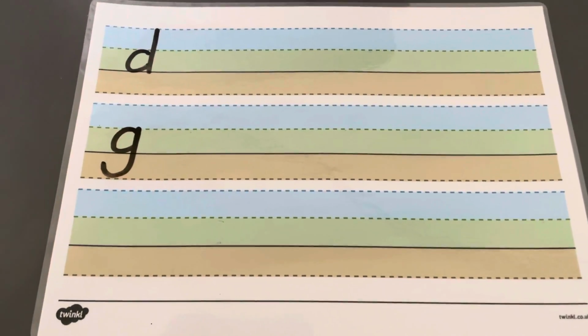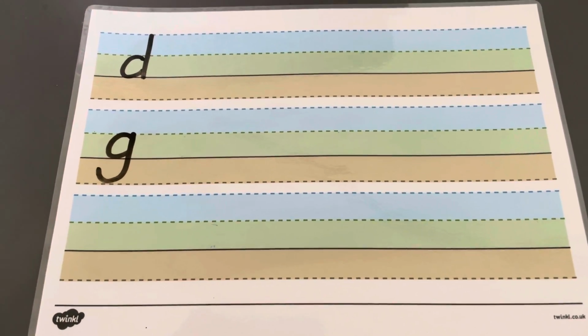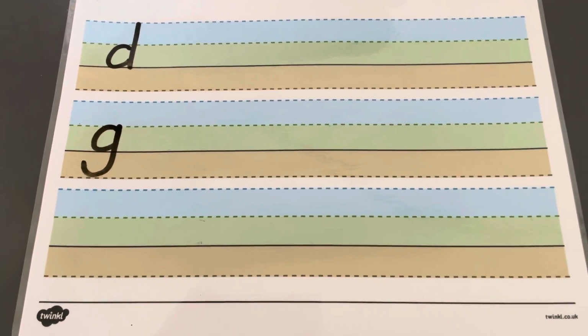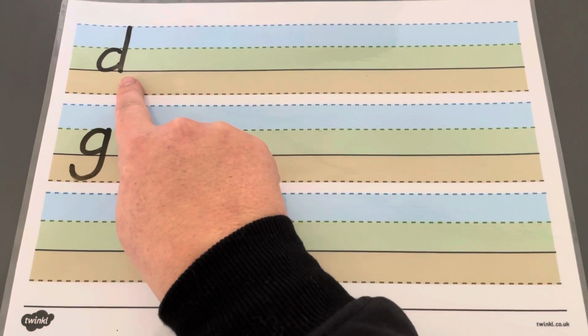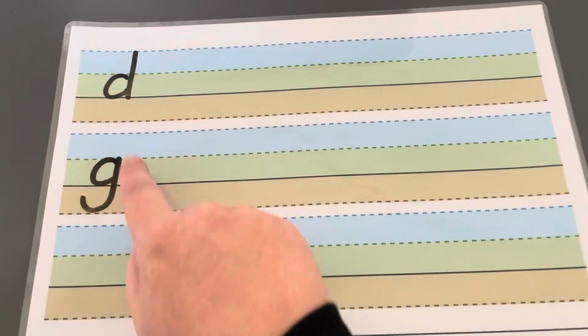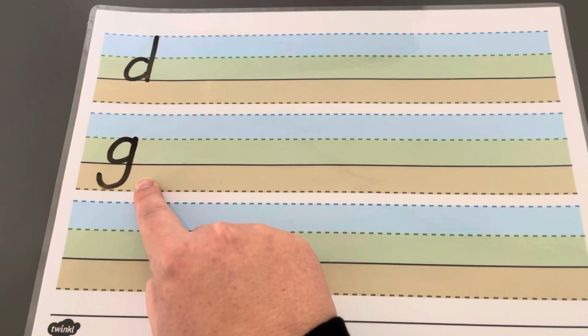In this video, we're going to look at the last two lowercase letters from our stage 2 sounds. We have the lowercase letter D for the D sound and the lowercase letter G for the G sound. Let's have a look. Both of these letters are going to start in the grass.